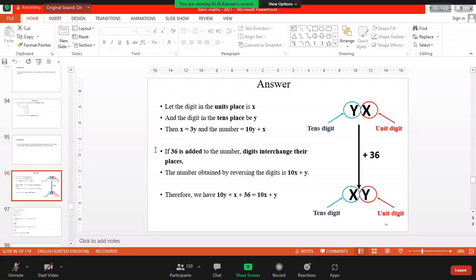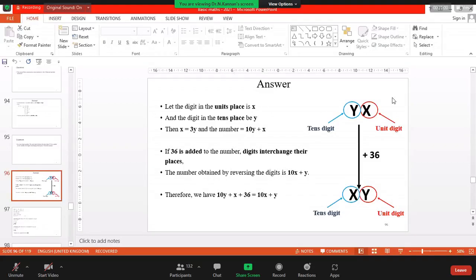Then they are saying, if 36 is added to the number, the digits interchange their places. It means x goes to the tens place and y goes to the units place. So the number takes another form, 10x plus y. This number is equal to that one. This condition is possible when you add 36, as given in the question.